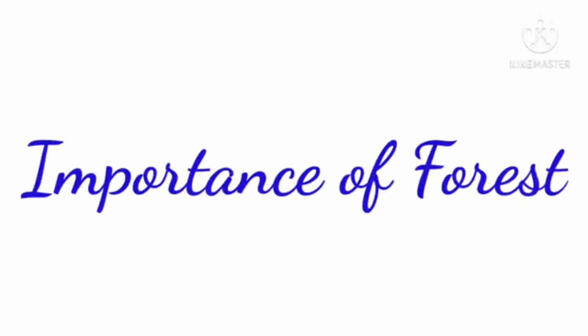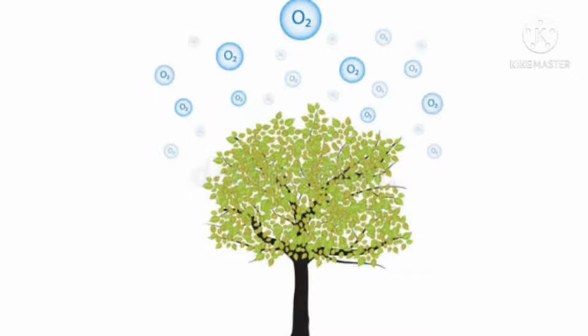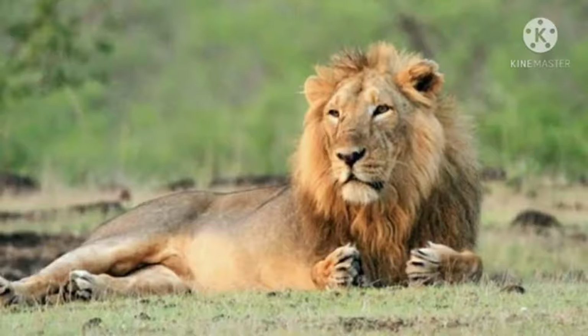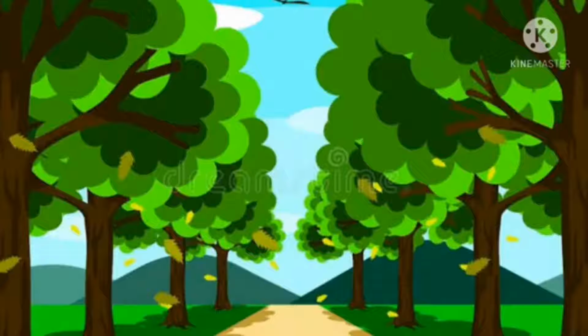Importance of forest. Trees produce oxygen during photosynthesis, which is vital for life on Earth. They are rightly called Earth's lungs. Trees growing in forest provide us shade and also keep the surrounding areas cool. Forests provide food and shelter for wild animals. Forests absorb many toxic gases and thus purify the air.